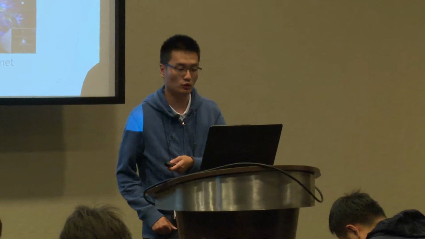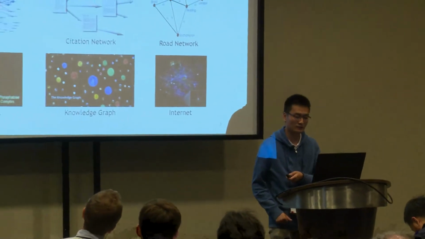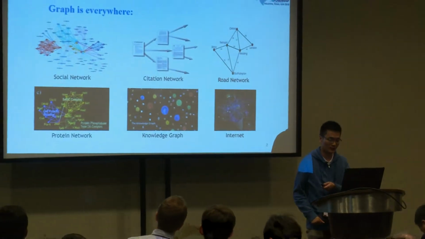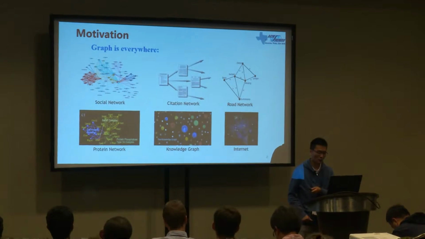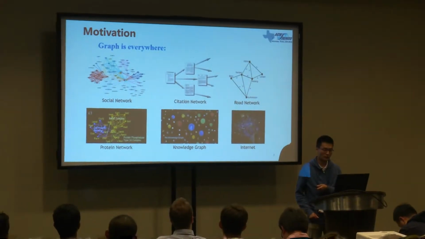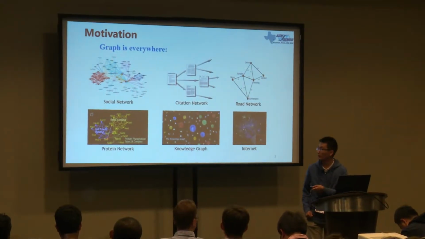As we know, graph is an expressive and flexible data model. A graph consists of a set of nodes and a set of edges connecting them. There are some examples here, including social network, citation network, knowledge graph, and so on.